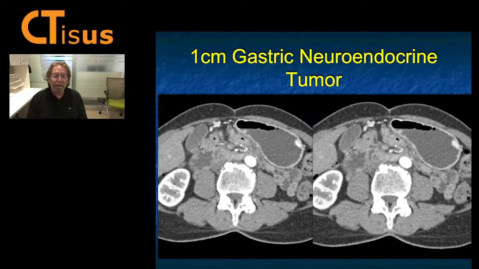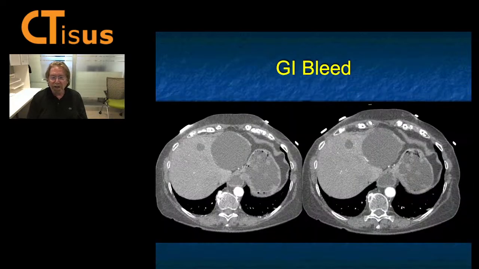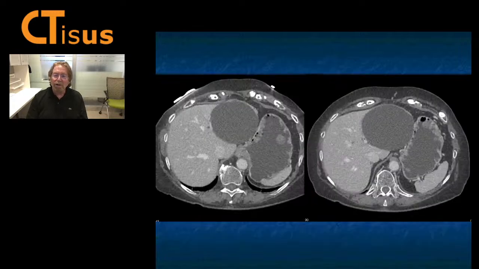Okay, let's go for the next case, GI bleeding. You look at the liver, there's multiple cysts. You look at the stomach, there are multiple filling defects in the stomach. What is going on? Well, let's look at it a little bit closer. You can see the filling defects are polypoid lesions. They're multiple. Unlike the last case, they're low density. They're not vascular, and they're also multiple.